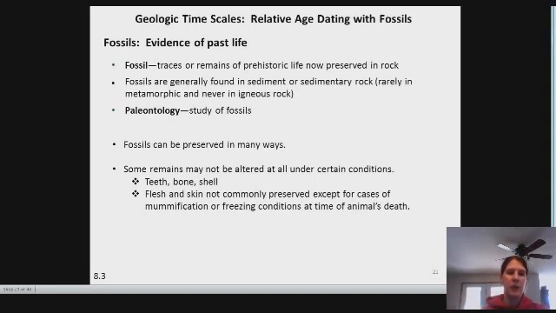Fossils can be preserved in many ways. Some remains are not altered at all under certain conditions, such as teeth, bone, or shells. Flesh and skin are not commonly preserved, except for mummification or freezing conditions.